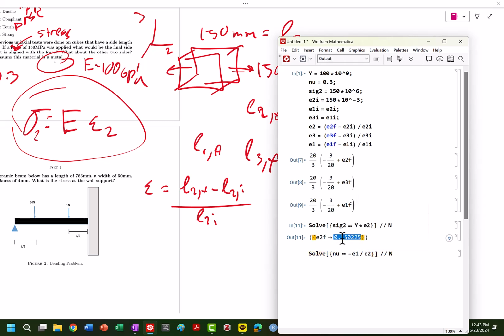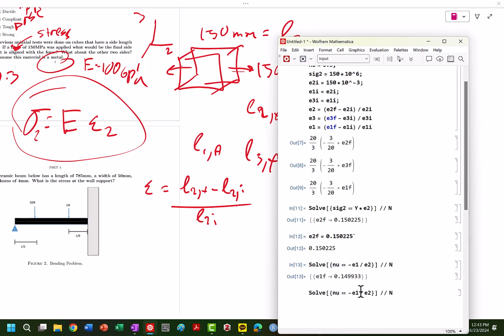So I'm just going to define this value now. So E2F equals this. We've solved for that. And now we can look at the final dimension here and the final dimension for my 3 dimension. Those should be equal. They're smaller, makes sense because they should be contracting, and we've got it.